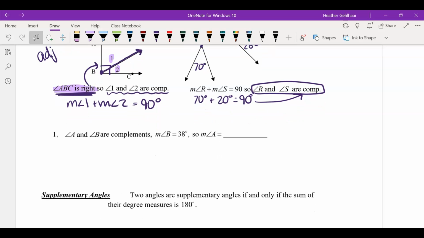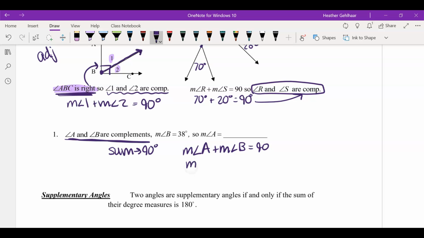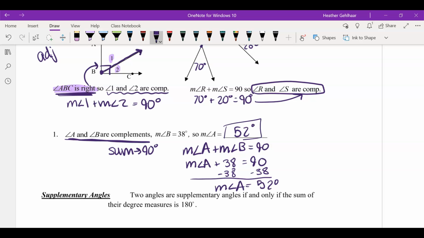All right, so here's an example. In this example, we are not given any pictures, but we don't necessarily need those pictures. We know that these two angles are complements, which means that the sum is 90 degrees. So we know that if we do the measure of angle A plus the measure of angle B, it will equal 90. So let's continue with this format here. Measure of angle A plus 38 equals 90 degrees. I'm going to subtract 38. And when I do that, we get the measure of angle A equals 52 degrees. Notice how I wrote my answer.